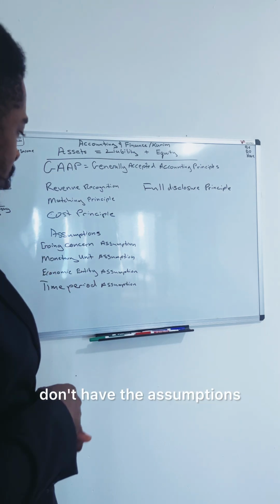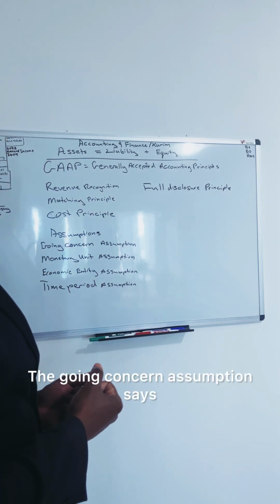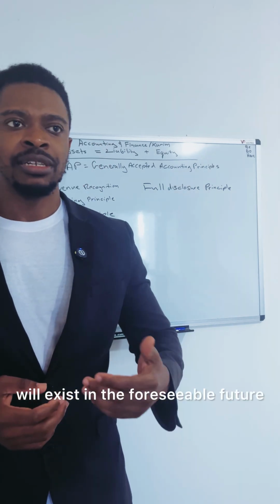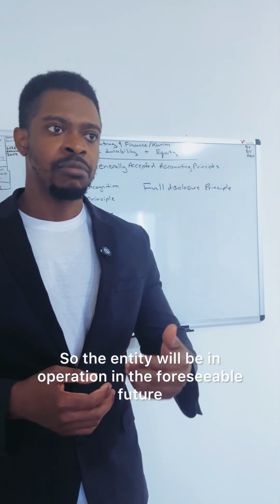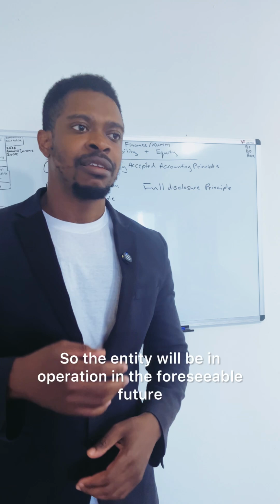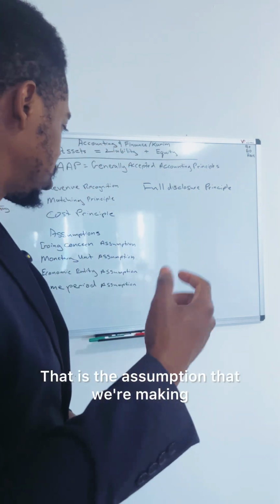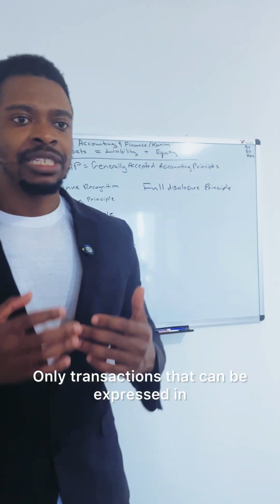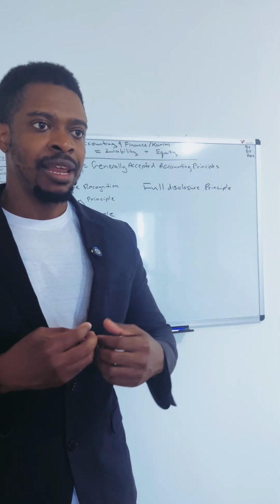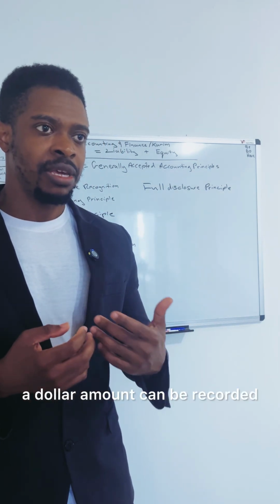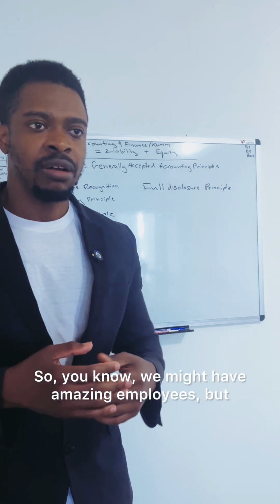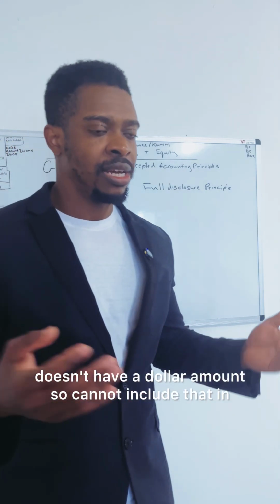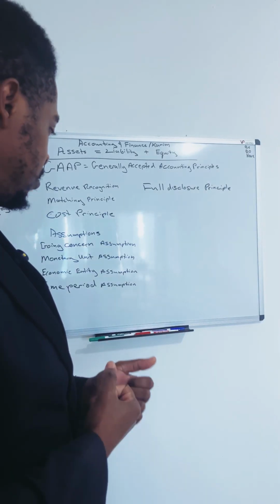Then we have the assumptions. The going concern assumption says we're making an assumption that the entity will exist in the foreseeable future. So the entity will be in operation in the foreseeable future. That is the assumption that we're making. The monetary unit assumption says only transactions that can be expressed in a dollar amount can be recorded. So we might have amazing employees, but that doesn't have a dollar amount, so we cannot include that in the accounting system.